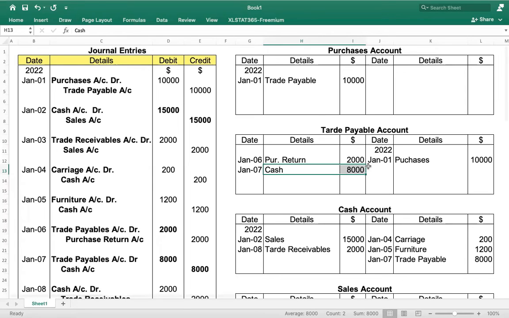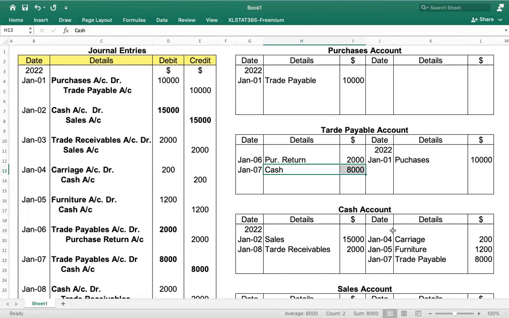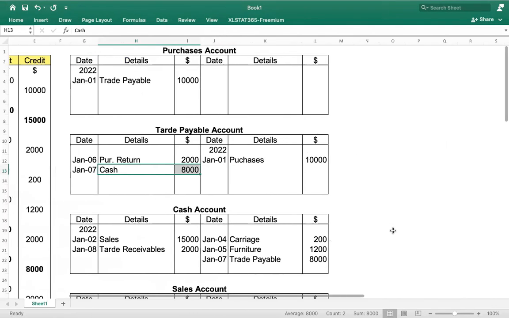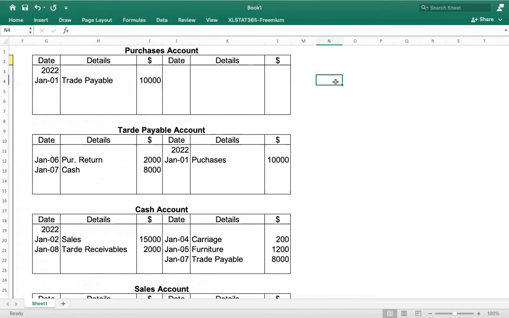Now today's topic was balancing. Now I will explain how to balance the ledger accounts. For balancing, for each account, first I have to total the debit side, then make the total of the credit side, and then find out the difference. That is called balance.